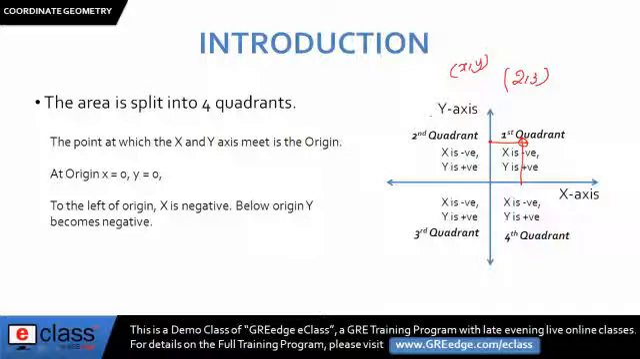Basically the plane will be divided into 4 quadrants: first quadrant, second quadrant, third quadrant, and fourth quadrant. In the first quadrant, both x and y are positive. And in the second quadrant, x is negative and y is positive.